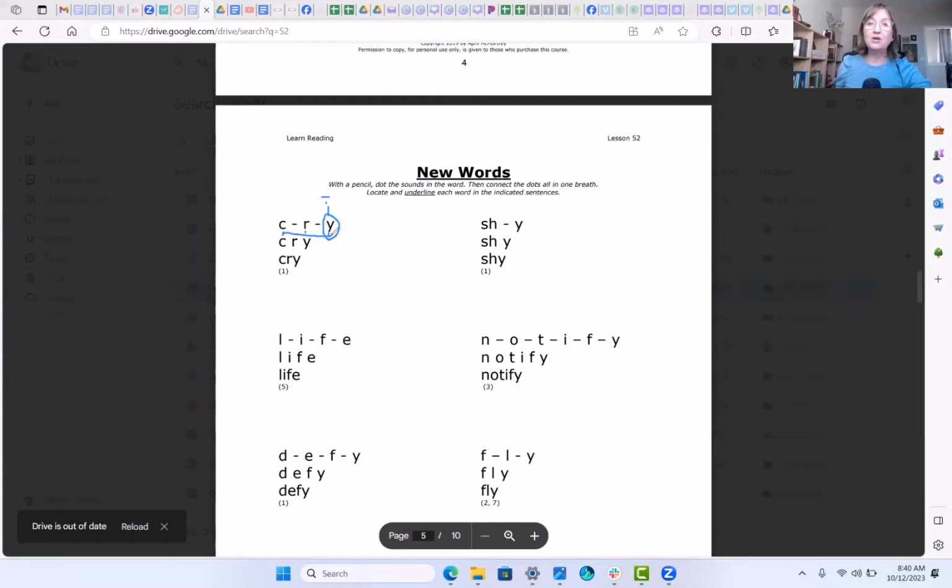Cry. Remember, C always makes this hard sound, k, unless that very next letter is an E, I, or Y. There's a Y there, but it has to be the very next letter to change the sound of that C. All right, I'll be quiet while you do these on your own.